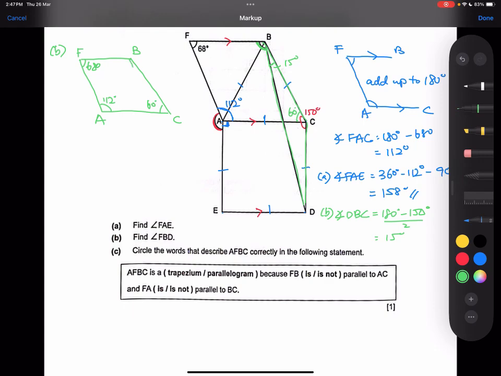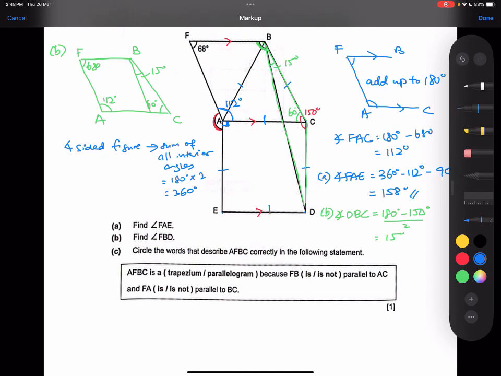We know that this is 15. Now we have a four-sided figure here, which we should know by heart that for a four-sided figure, the sum of all interior angles should equal 180 degrees times 2, which is 360 degrees. Alright, because it can be split into two triangles.